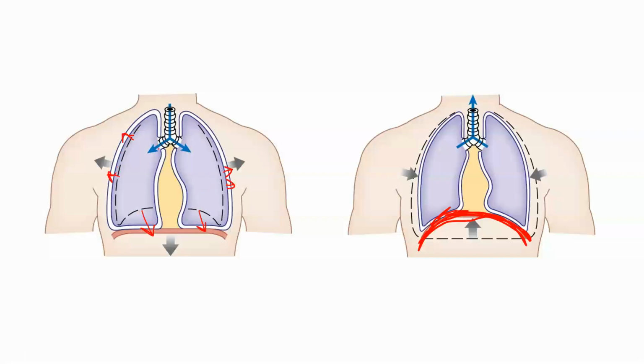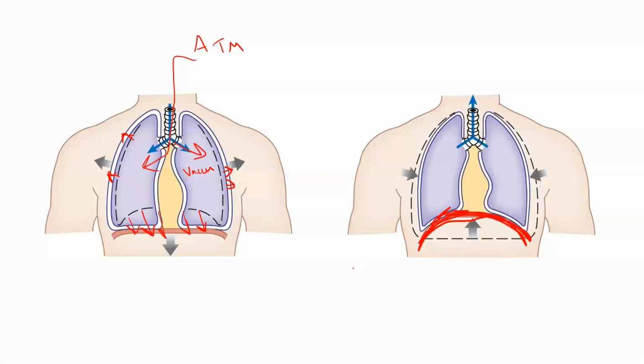Well, anytime you expand the volume of a container, it makes the pressure in that container less. So if we expand the container of your thoracic cavity, it's going to make like a vacuum in here. There's going to be a pressure that's less inside your thoracic cavity than it is in the atmosphere. And so it does effectively create a vacuum that sucks air into your lungs.